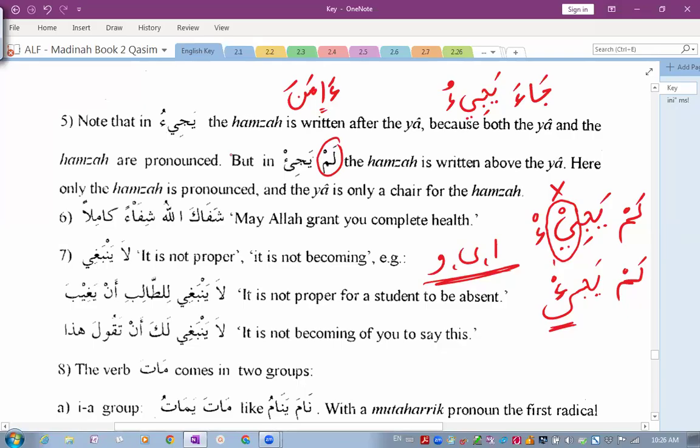It is not alif maksura. So alif maksura will not have dots. Ya will have dots underneath it. But that's a topic by itself, inshallah. So I'll leave it over there, inshallah.